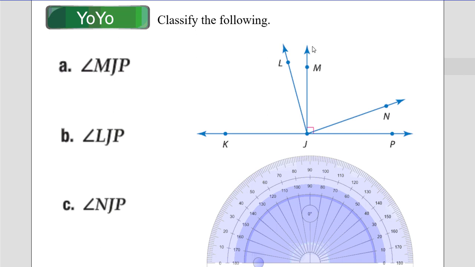Okay, welcome back. First one, MJP, is this angle right here. That makes a 90-degree angle, so that would be a right angle. Next one is LJP.